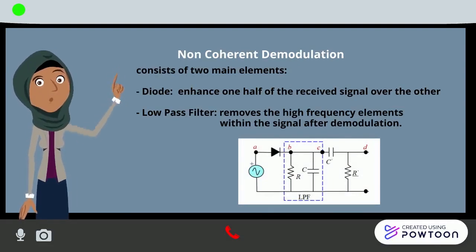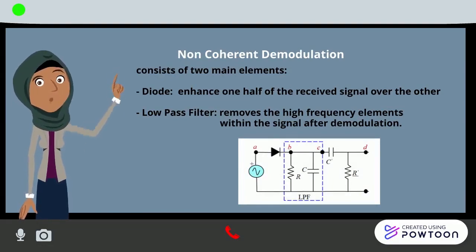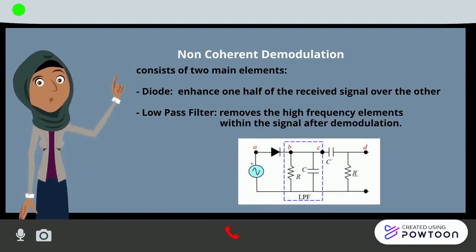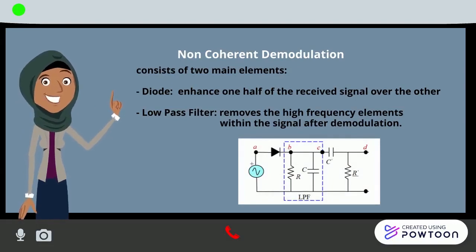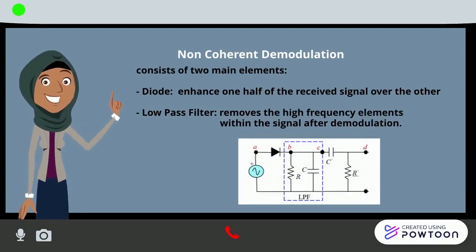The second element is the low-pass filter. The low-pass filter is required to remove the high-frequency elements that remain within the signal after detection or demodulation. The filter usually consists of a very simple RC network, but in some cases, it can be provided simply by relying on the limited frequency response of the circuitry following the rectifier. As the capacitor in the circuit stores the voltage, the output voltage reflects the peak of the waveform. Sometimes, these circuits are used as peak detectors.